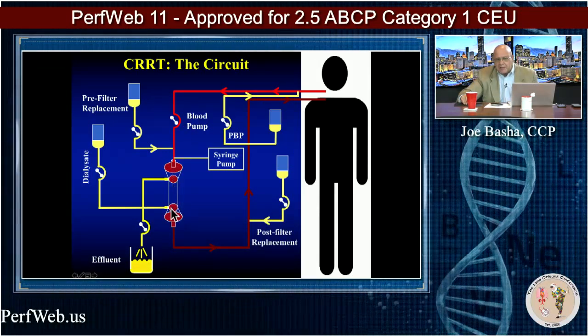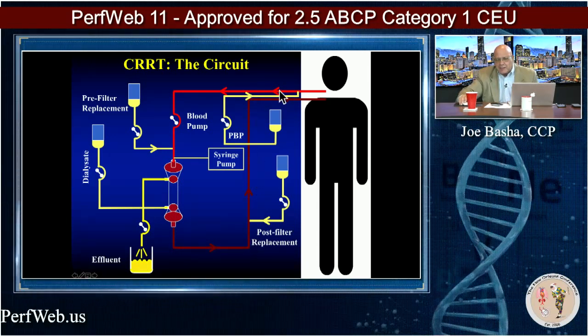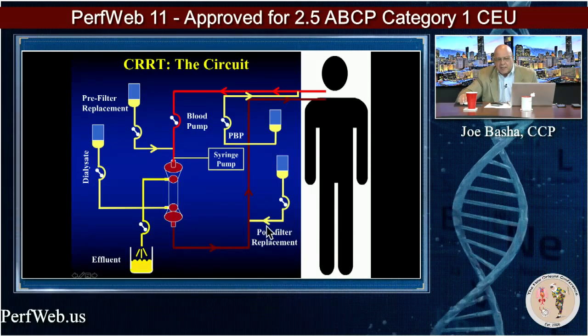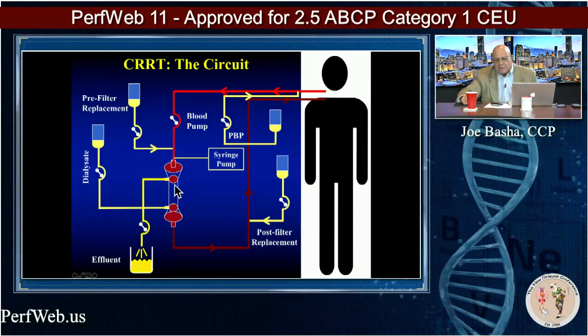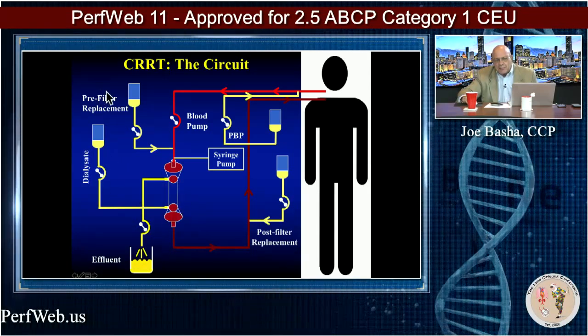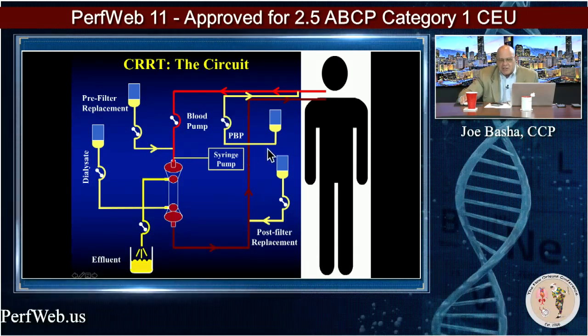You've got the blood pump coming down, and then here you have the return going back up to the patients. You can have post-filter replacement. I talked about how important that is for clearance. You have your effluent here coming down. You have dialysate going through. You have pre-filter replacement here. So this is an example of CVVHDF in essence.